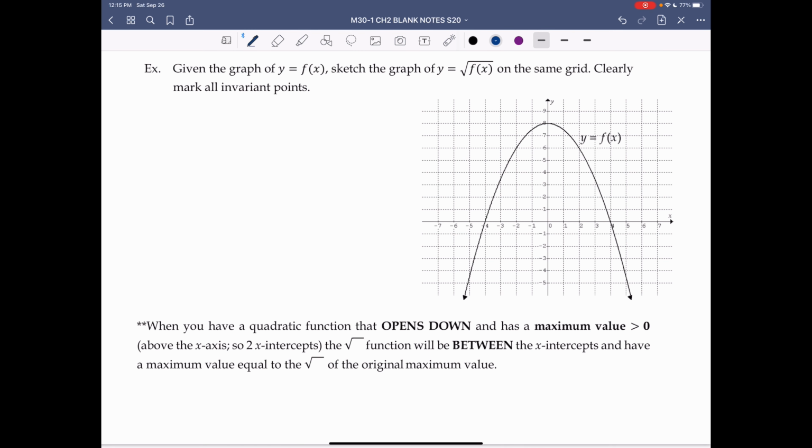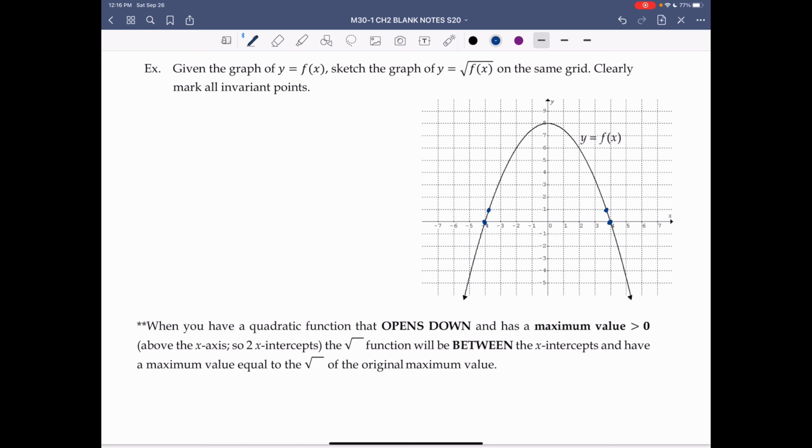Given the graph of y equals f of x, sketch the graph of y equals the square root of f of x on the same grid. Clearly mark all invariant points. Okay, starting with our invariant points, when y is equal to 0, we have x equals -4 and x equals 4. And then when y is equal to 1, we have x is negative 3 point something, and x is positive 3 point something. So we have 4 invariant points, again, because we're looking at a quadratic.